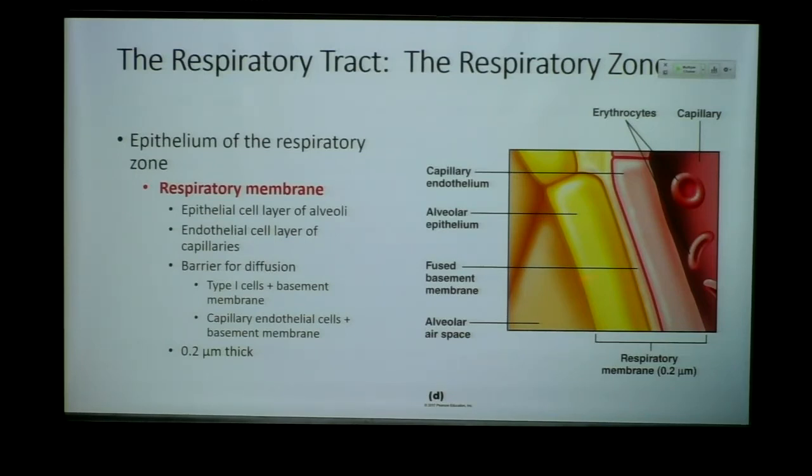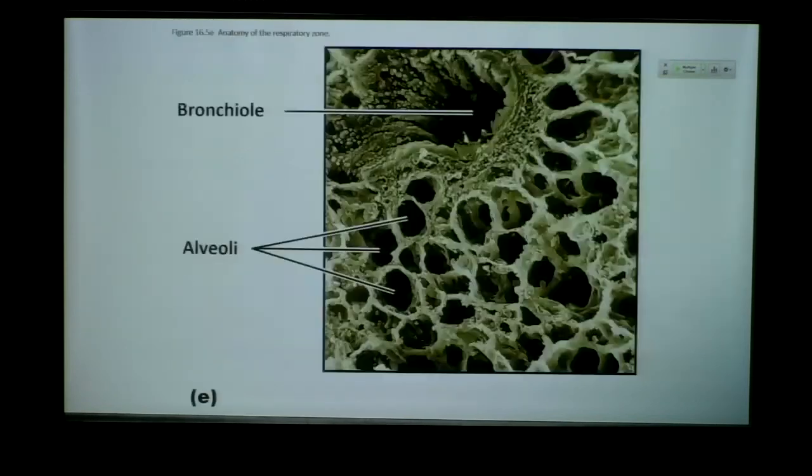Okay, and this trio of structures here, the alveolar type 1 cell, the basement membrane, and the endothelial cell is what forms that very thin respiratory membrane, okay? All right, so here's another electron micrograph showing the alveoli, which are nothing but these open sacs. And then we can see one of the terminal bronchioles here, which are feeding that alveoli.